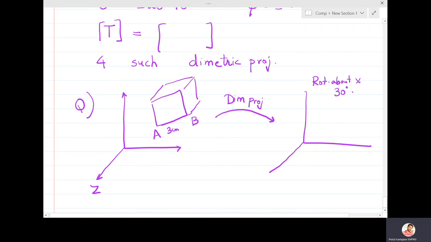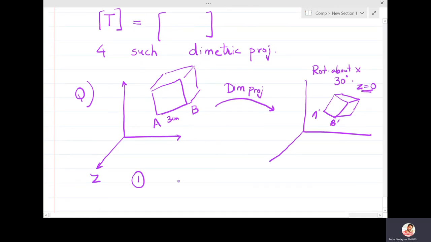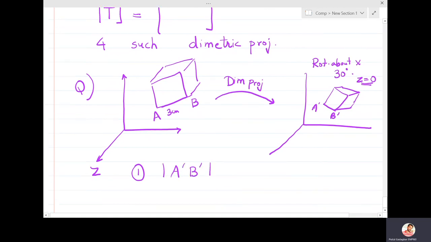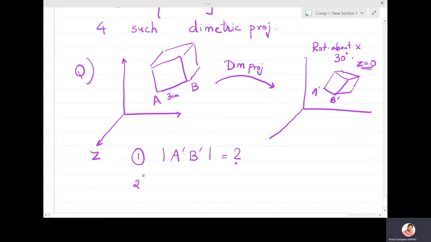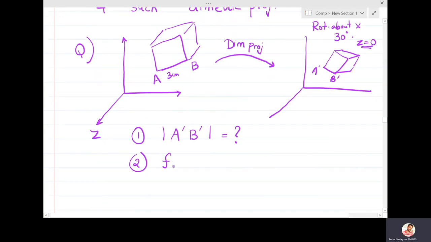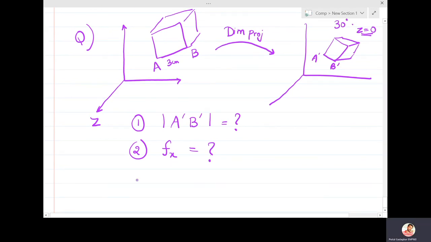Now in that case, can we find the following things? This is the image of the object in the xy plane. Suppose this is the image, a dash b dash. So this is on the plane z equal to 0. What I'm interested in is, can I find the length of a dash b dash? What is the length of a dash b dash in this particular case? Secondly, can I find the foreshortening factor along x, and the foreshortening factor along y? This is a dimetric projection, viewed from above along the z-axis.